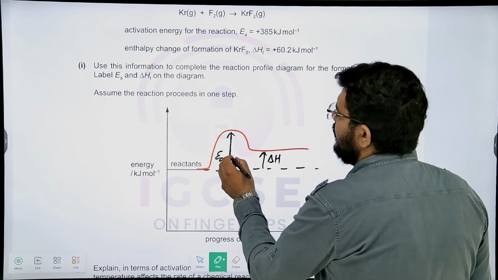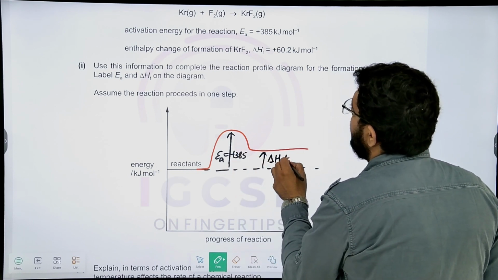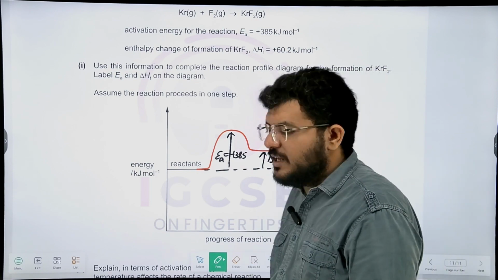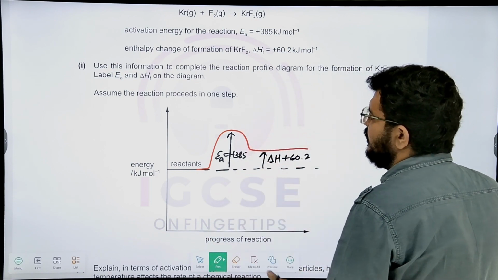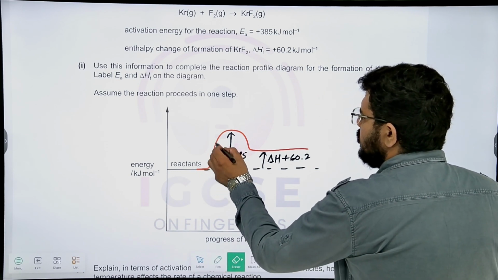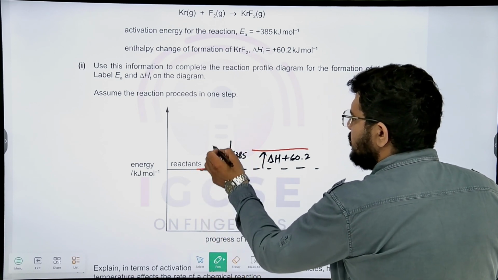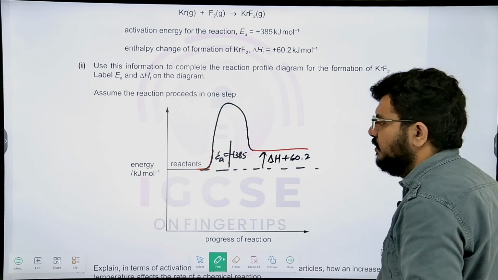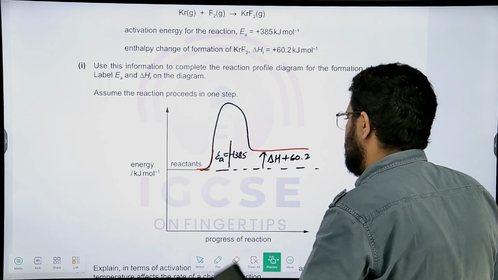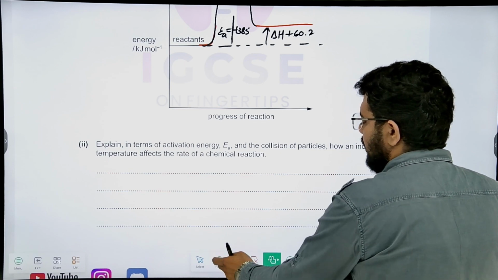Because the values are given, I will write EA is equal to plus 385 and this is plus 60.2 kilojoule per mole. I don't have the space, you can write it down. And this needs not to be at scale, right? But should make sense. Okay, let's do this. So this is 385, right? Should be at least like this, right? Much higher compared to the delta H, right? 6 times. Is not at scale, but should just give an idea that it is much greater.